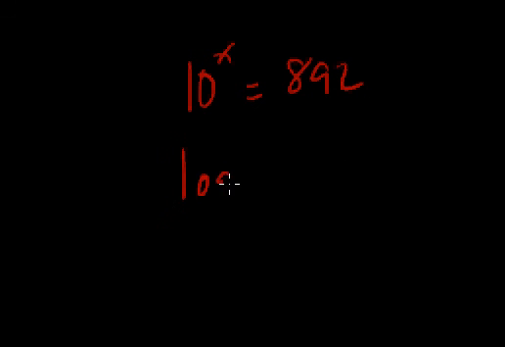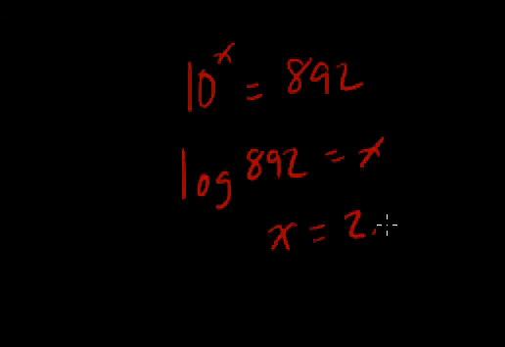Let's say that we have 10 to the x power and we want to solve for 892. So again, we're going to take the logarithm of 892, and that will equal x. When I take the logarithm of 892 and do that on my calculator, I get x as a value of 2.95. So that's how logarithms are solved.